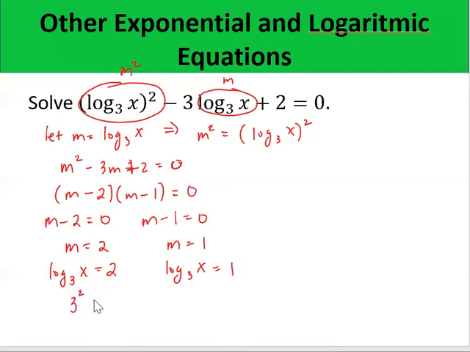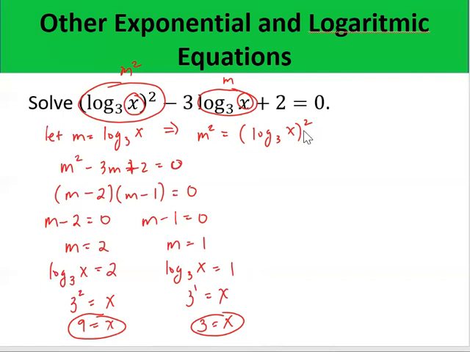So that's going to be 3 squared is equal to x, and that's going to be 9 is equal to x. Now for the other equation, we have to write this as 3 raised to 1 is equal to x, and that's going to be x is equal to positive 3. Now since both of these solutions are positive, there wouldn't be any problem for the parameters x here. So which means that both of these are solutions of this particular equation.